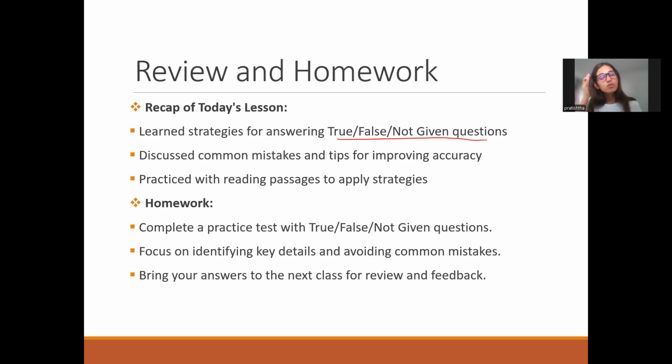Now, your homework could be that you can go ahead and find a reading passage like this, which is solely based on true, false, and not given kind of questions. I think you can find the resources online, and it would be really easy for you to solve these kind of questions and practice them.